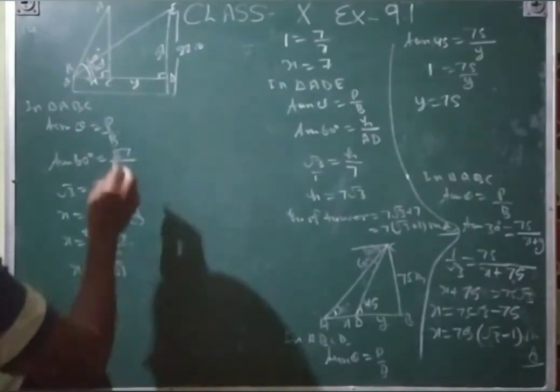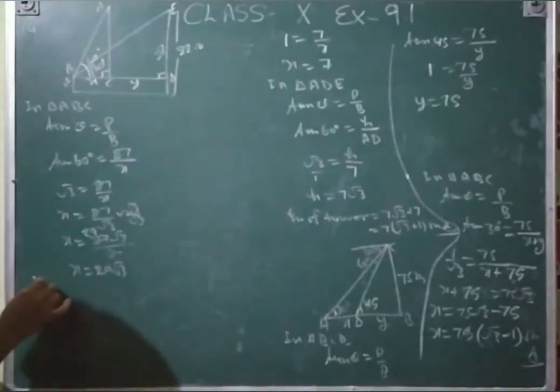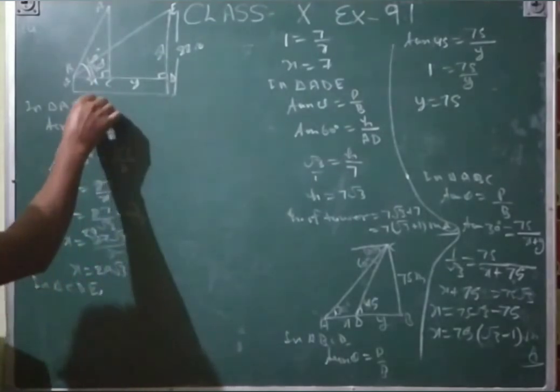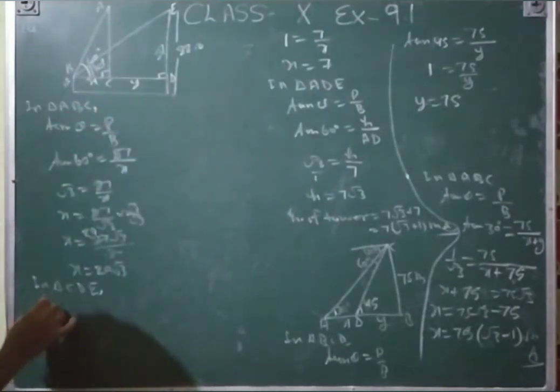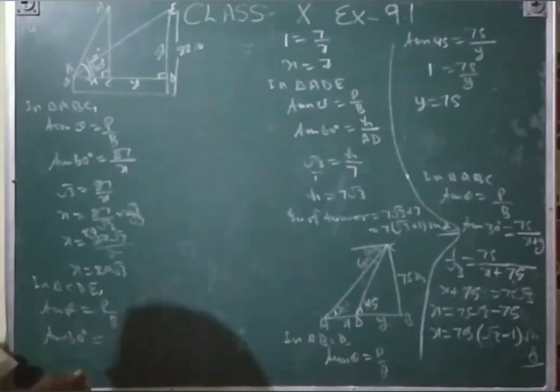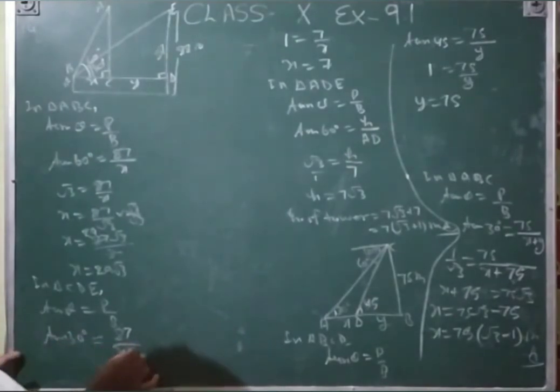But we need to find y. So now in triangle CDE, tan theta is equal to perpendicular upon base. So tan 30 degrees is equal to perpendicular 87 upon base x plus y.